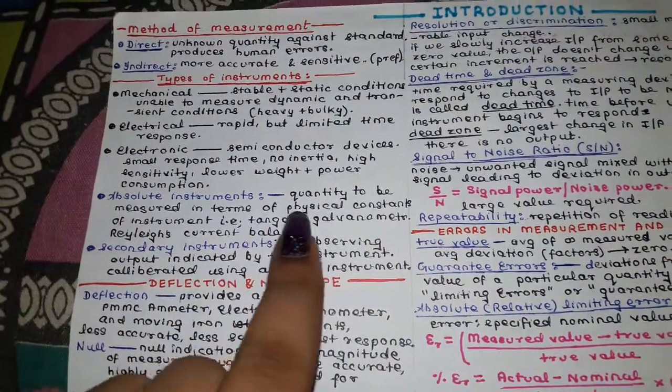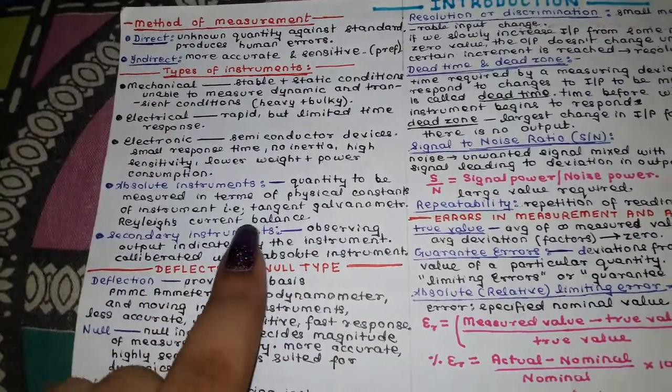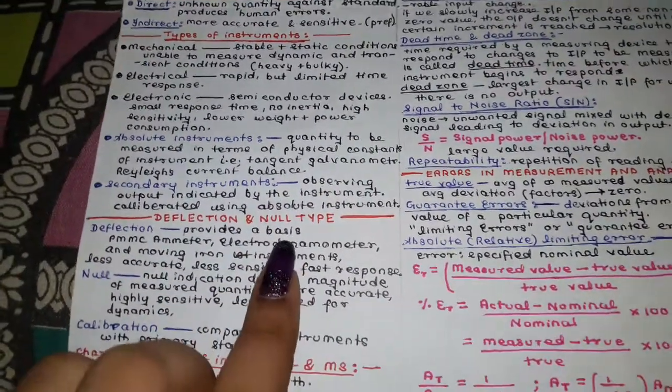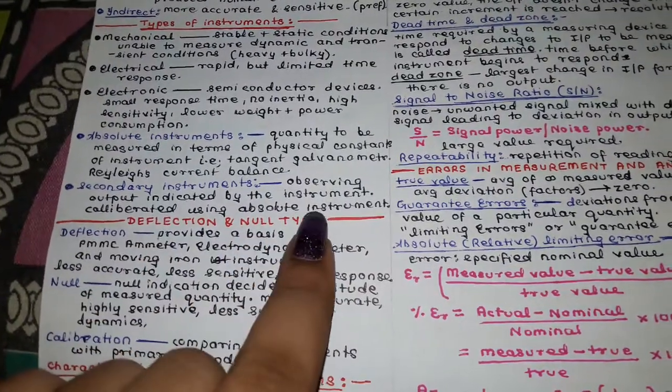Then we have absolute instruments. The quantity to be measured is found in terms of physical constants of an instrument. Tangent galvanometer and Rayleigh's current balance are some of the examples. Then we have secondary instruments, where we observe the output indicated by the instrument, calibrated using an absolute instrument.